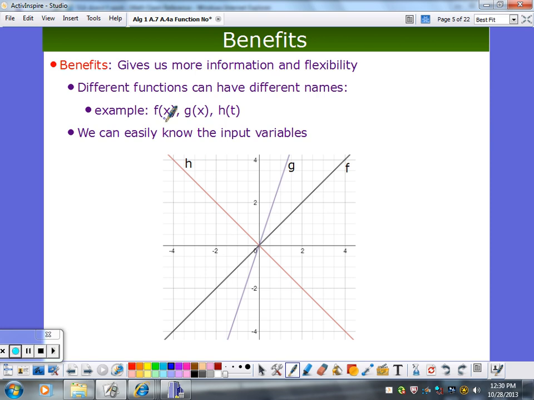We can easily know input values. This one has an input of x. This one has an input of x. Look at this one. It has an input of t. But they all go on this horizontal axis. That's my input. This is because later on you can have more than one input. You can have 2 variables as input. This is going to happen eventually, not this year. But this allows us to say, you have a function at this time it has 2 inputs. So it lets us define what we're using a little bit better than just saying y equals.